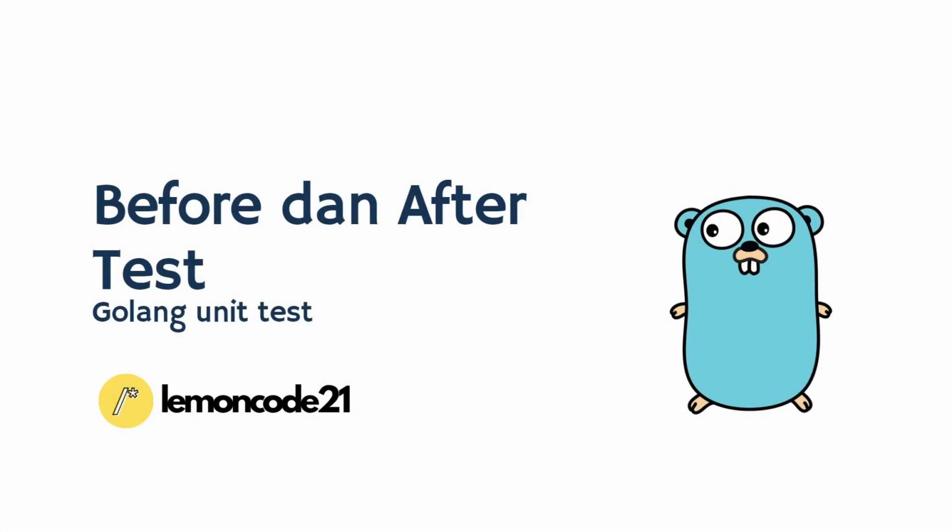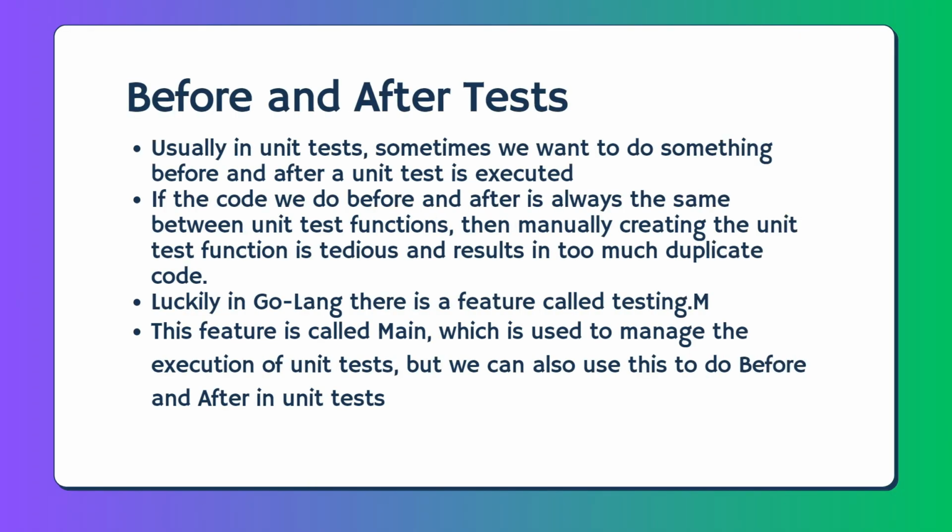Before and after tests. Usually in unit tests, sometimes we want to do something before and after a unit test is executed. If the code we do before and after is always the same between unit test functions, then manually creating it in each unit test function is tedious and results in too much duplicate code. Luckily in Golang there is a feature called testing.M. This feature is called main, which is used to manage the execution of unit tests, but we can also use this to do before and after in unit tests.